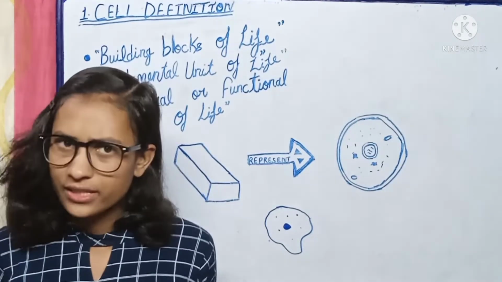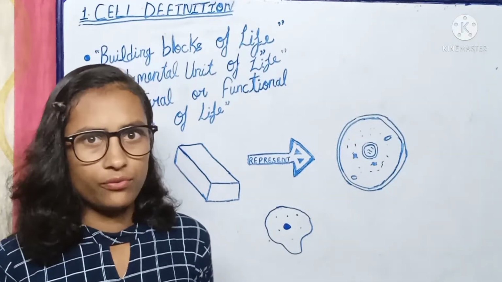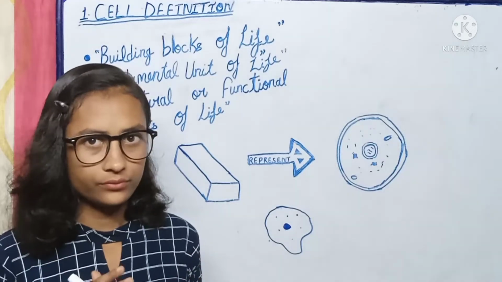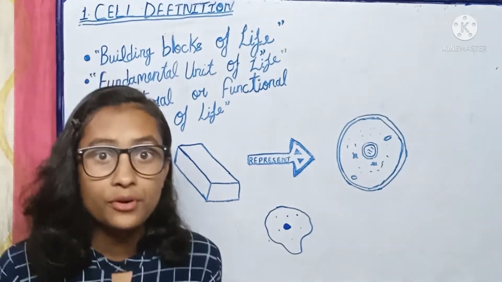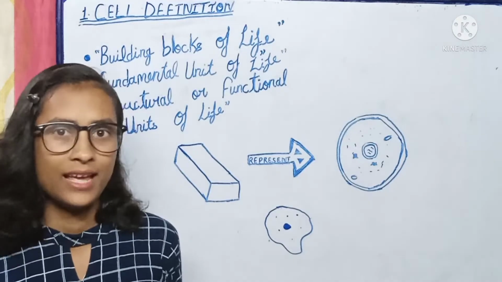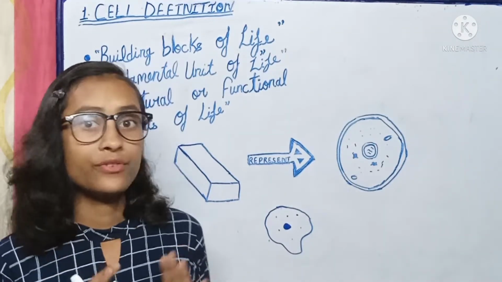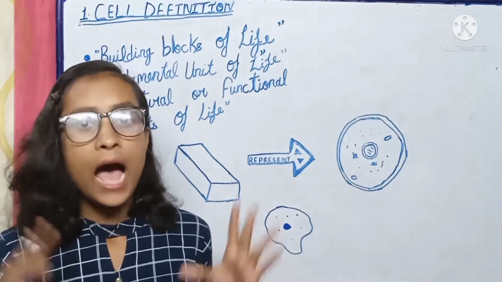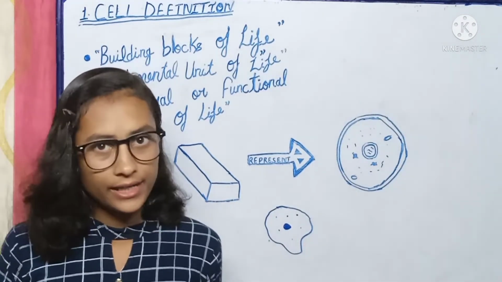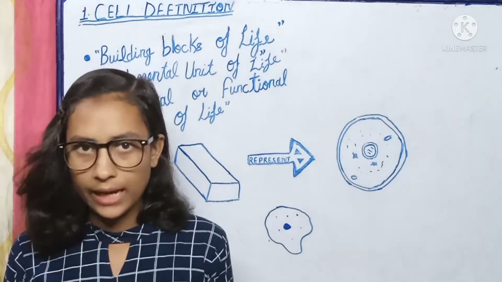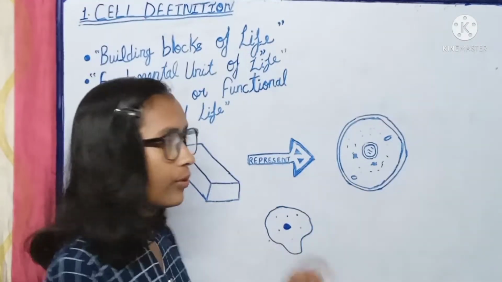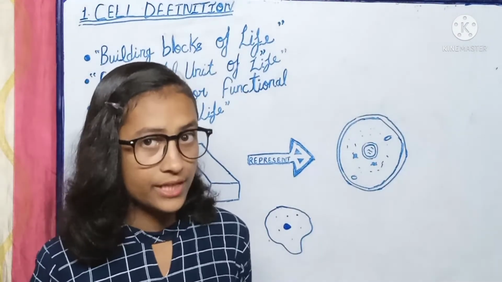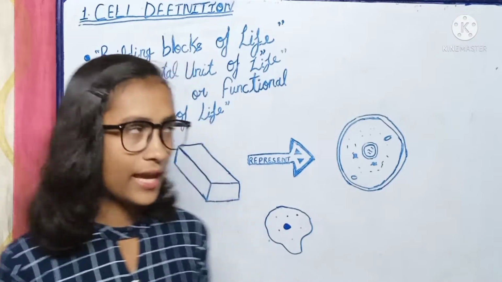And now the turn, why is it called the functional unit of life? Because it performs all the basic functions of life, like nutrition, excretion, secretion, as well as reproduction. That's why it is called the functional unit of life. Only a single cell performs all the basic functions of life. Well guys, I hope you understand. Let me quickly revise what we have learned.